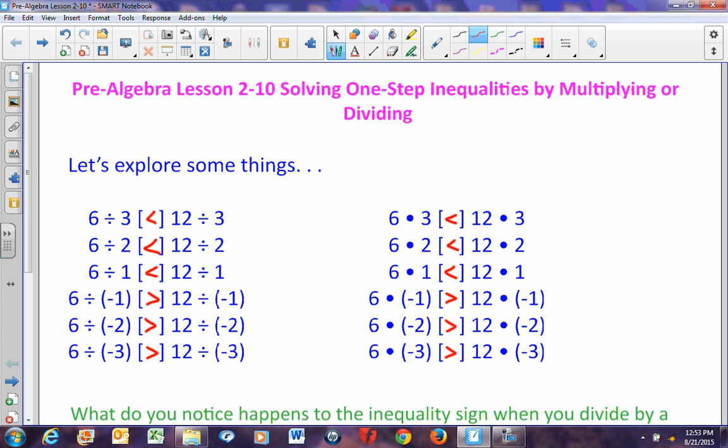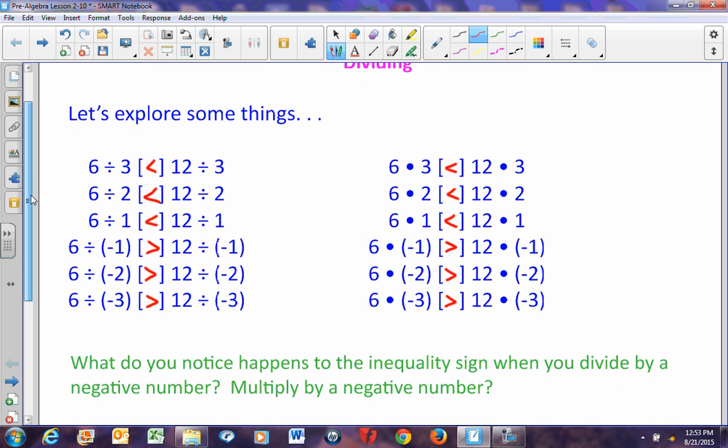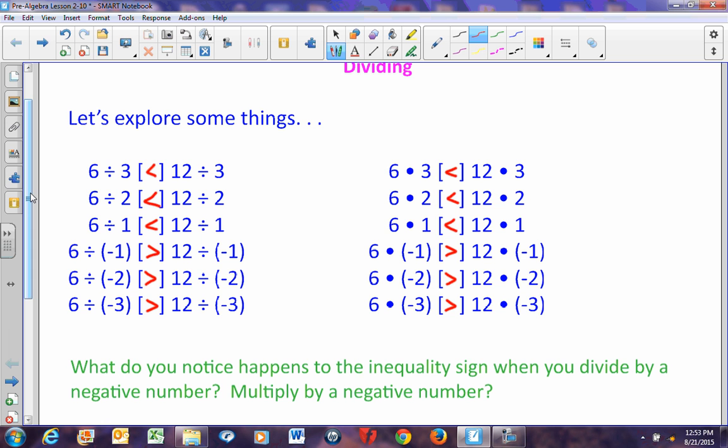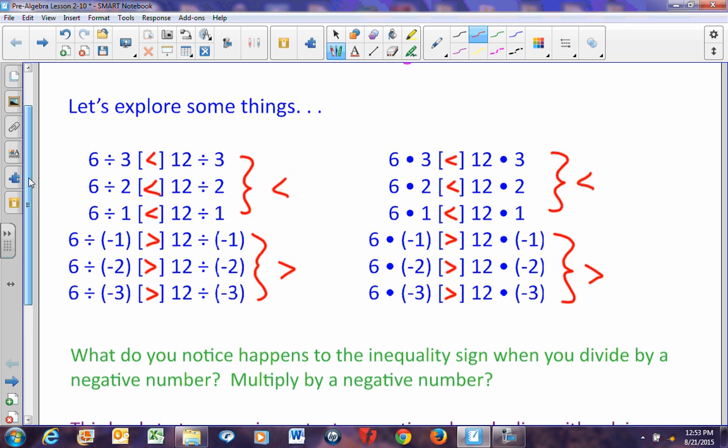So if we look at this, what do you notice happens to the inequality sign when you divide by a negative number or multiply by a negative number? Here, the inequality sign stayed the same. It was this way, and all of a sudden it reversed and went this way. Same thing happened over here. We began with a less than, and all of a sudden down here, our inequality sign became greater than. Which means when you multiply or divide an inequality by a negative number, in order to keep that inequality correct, you have to reverse that inequality symbol.